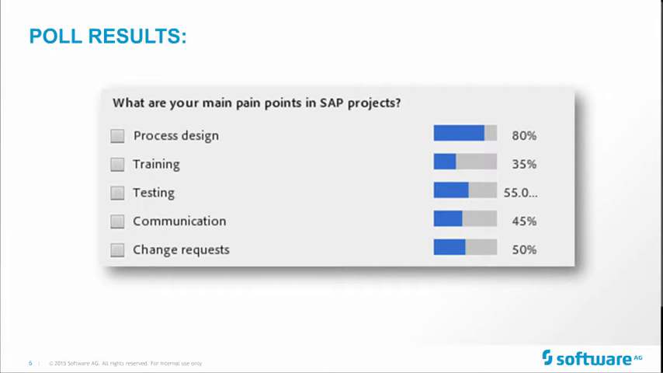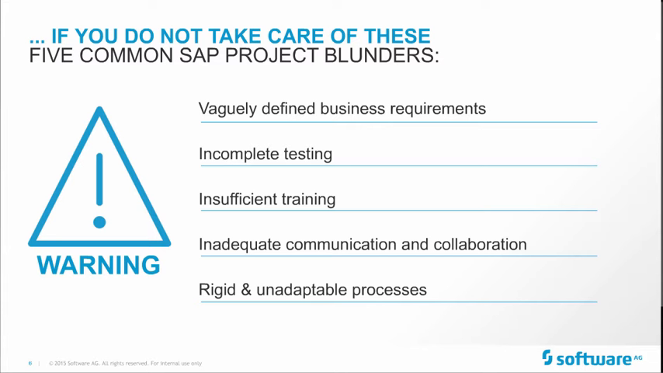Well, basically, it seems like your pain points do really fit the main project blunders that we've seen in SAP projects. Of course, process design is the main pain point, with all other topics coming from there. The training, testing, communication, and change requests seem to play an important role for almost everyone. So I will go further into my slides and review what you said, and also go into these common SAP project blunders that we see.